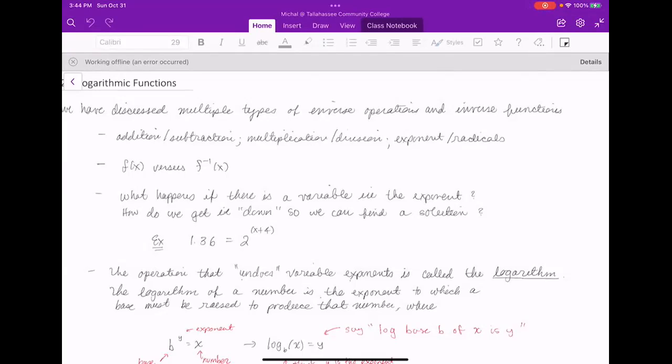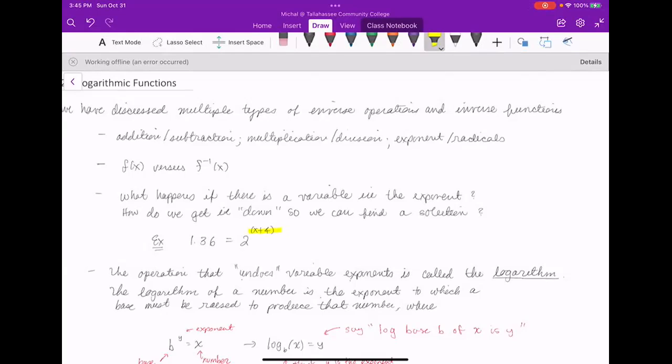And so we are going to be talking today about a very specific type of inverse function or inverse operation that we haven't really discussed before. And this is going to help us to solve problems that have a variable in the exponent. So we were talking about exponential functions, and in those we have variables in the exponent. So the question is, how would I use inverse operations to say, get this x plus 4 down from the exponent so that I can find a solution?